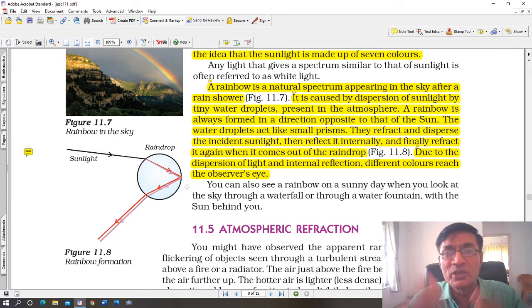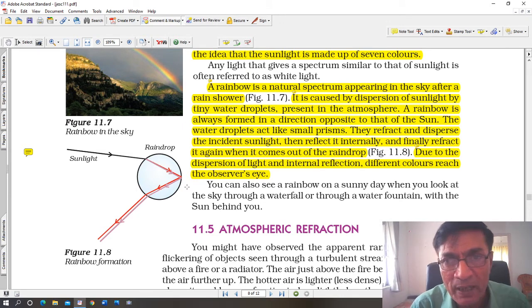But why is it shaped like a bow? It is shaped like a bow because the atmosphere is also around the earth, and the earth is spherical. Therefore everything is going to be spherical in nature. The earth is not flat, and because the earth is not flat, the atmosphere is also not flat, and that's why it appears in the shape of a bow.